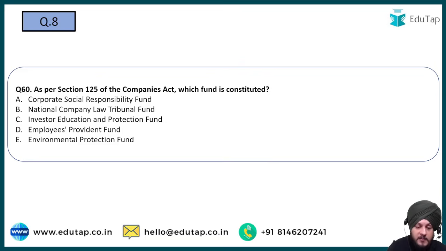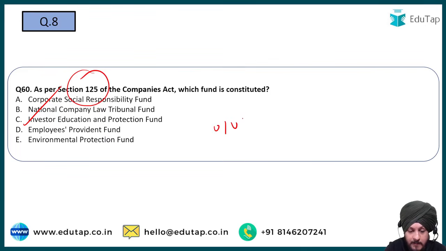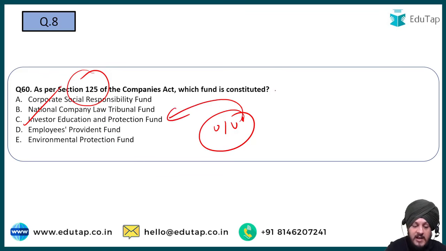So we know that as per section 125 of the company law, which fund is basically created? It is basically Investor Education and Protection Fund, right? And basically as a part of this Investor Education and Protection Fund, different types of unclaimed or unpaid amounts that remained untouched for a certain number of years are basically transferred to this IEPF. And I would suggest you to read more about this IEPF.